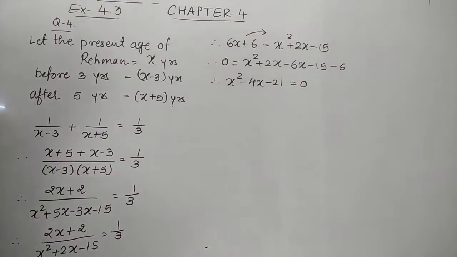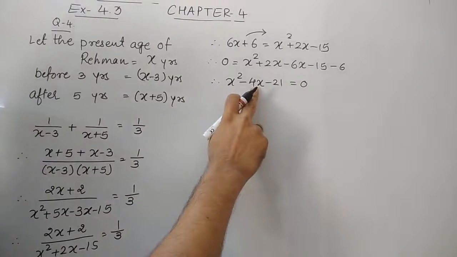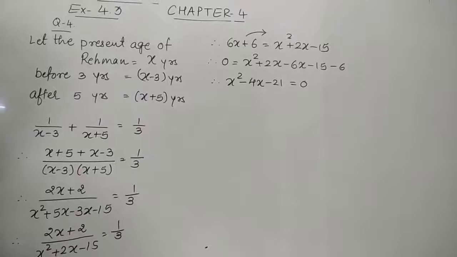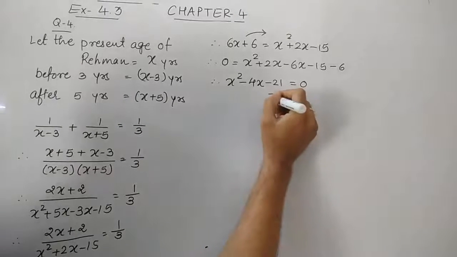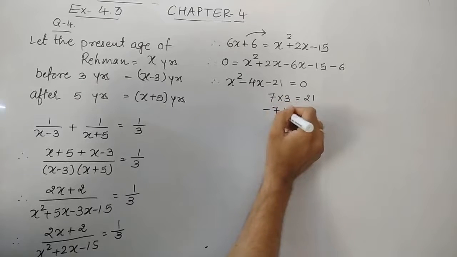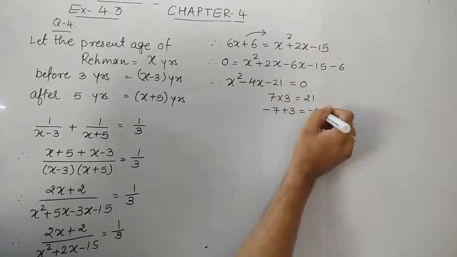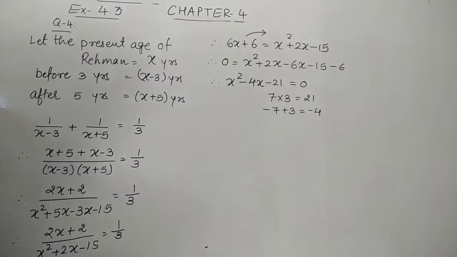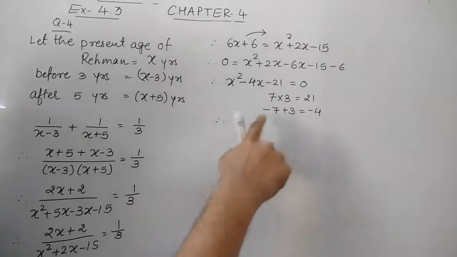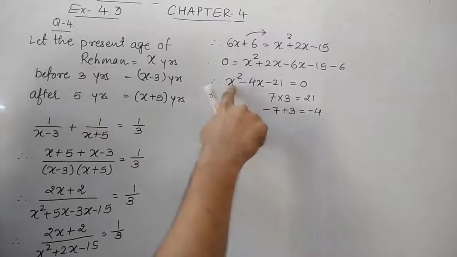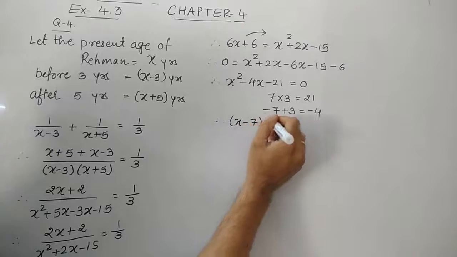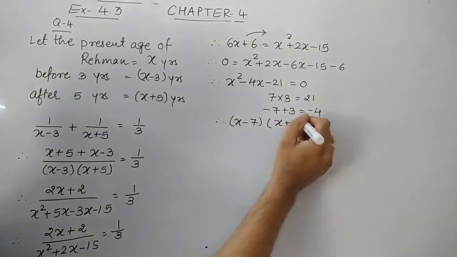Now is it possible to obtain the middle term by factorization? Factors of 21 and get 4 by subtraction. We know 7 3s are 21 and minus 7 plus 3 is equal to minus 4. It's very important, remember students. So here we'll write directly. The two factors are minus 7 and plus 3, as the coefficient of x square is 1. So one factor is x minus 7 and another is x plus 3.